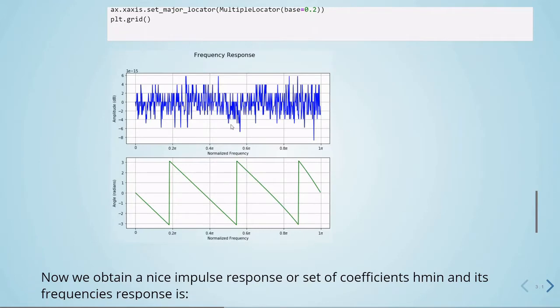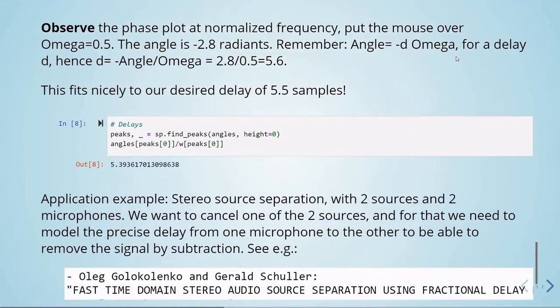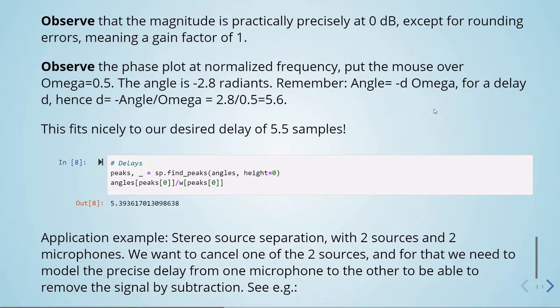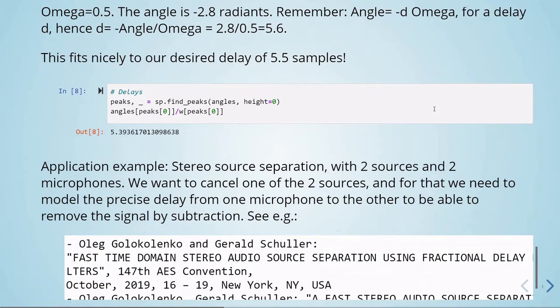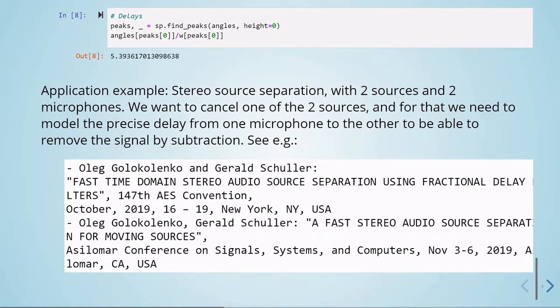So it means that we have a gain factor of 1, and we can, for example, have an application of such a filter in stereo source separation with 2 sources and 2 microphones. If we want to cancel one of the 2 sources, we can model the precise delay from one microphone to the other to be able to remove the signal by subtraction.